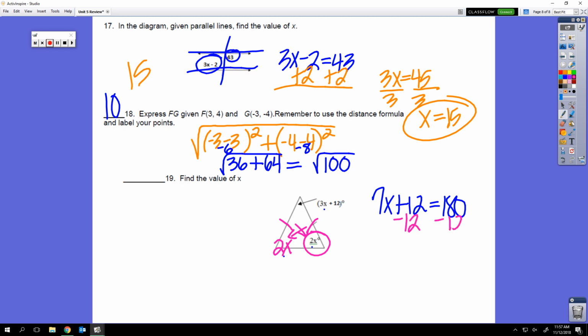Subtract the 12. So I have 7x equals 168. And then I'm going to divide by 7, and I get 24. And that is it.